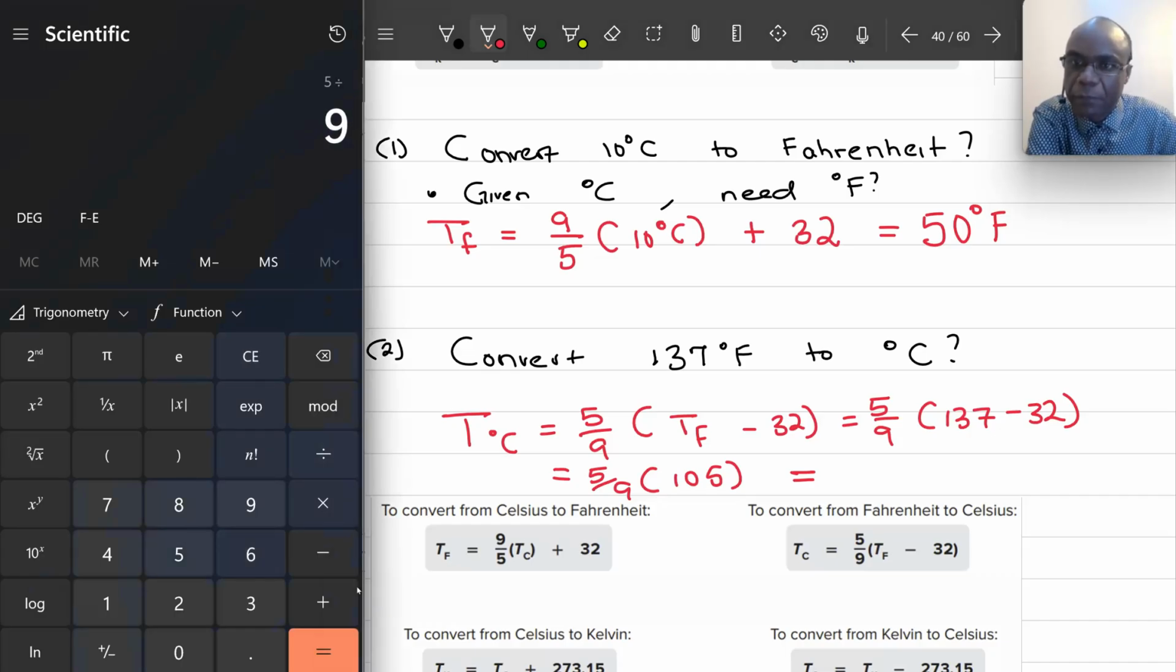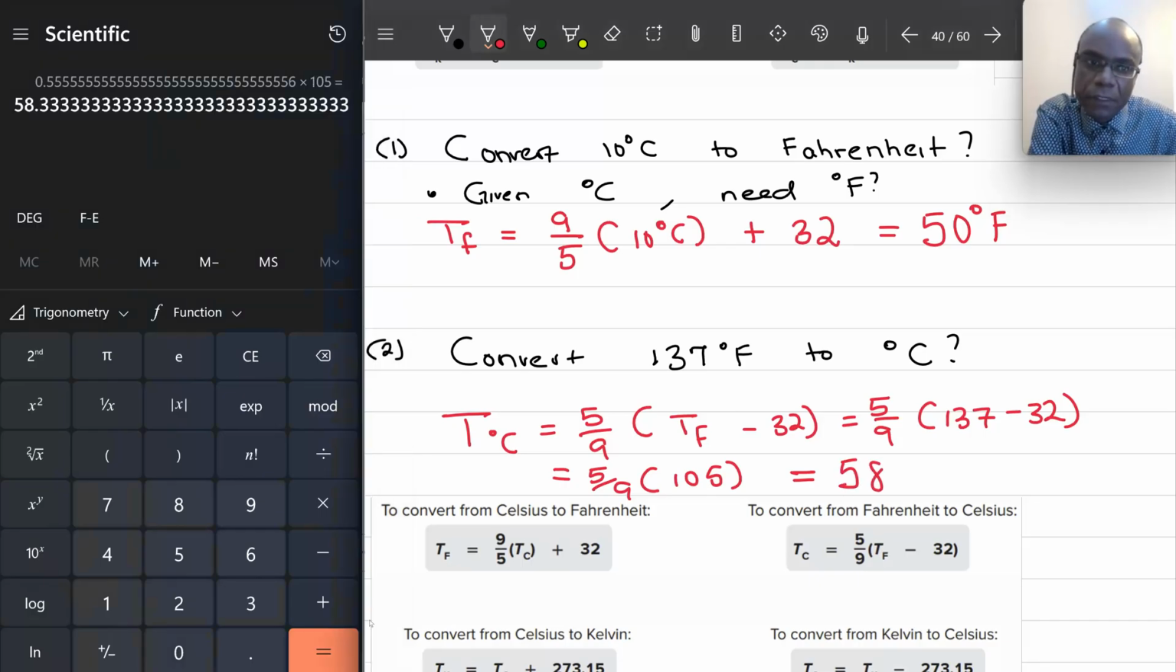I say 5 divided by 9 is that much. Multiply that by 105. The answer I'm looking at is 58.3 recurring, and that's going to be in degrees Celsius. Now I can report this to two significant figures. No, three significant figures. So I keep it like that.